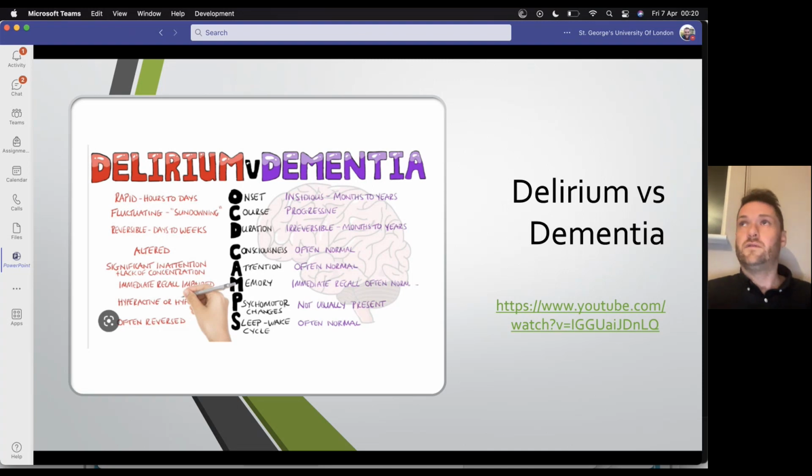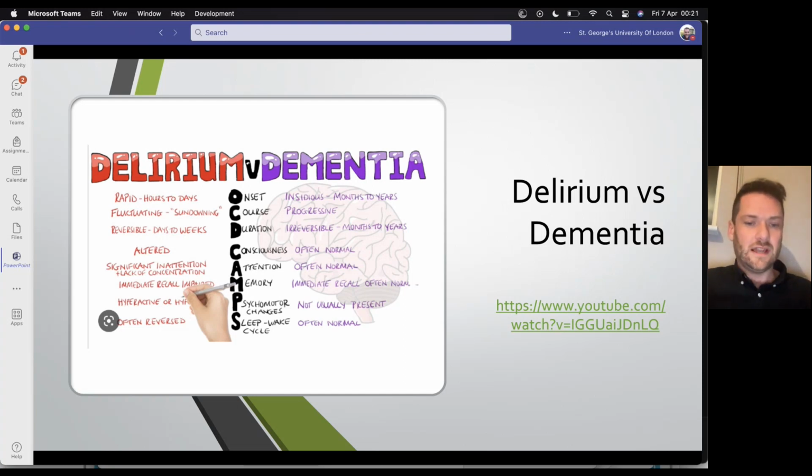I know we said that in other forms of dementia you can get fluctuating, patchy deficits, but again, it's an overall progressive picture compared to fluctuating. Duration: delirium is acute, so days. I've not heard of cases of weeks, but days really. Dementia, irreversible, months to years.